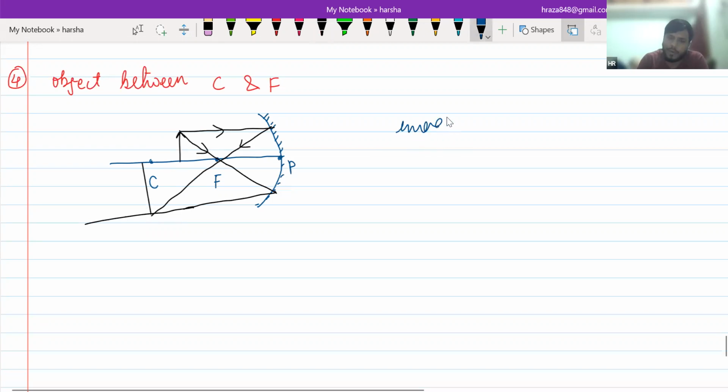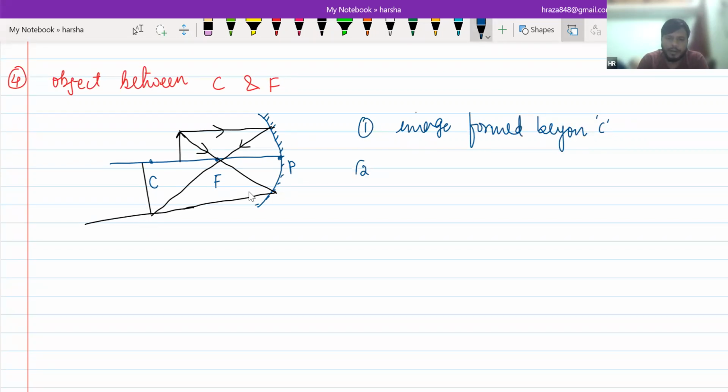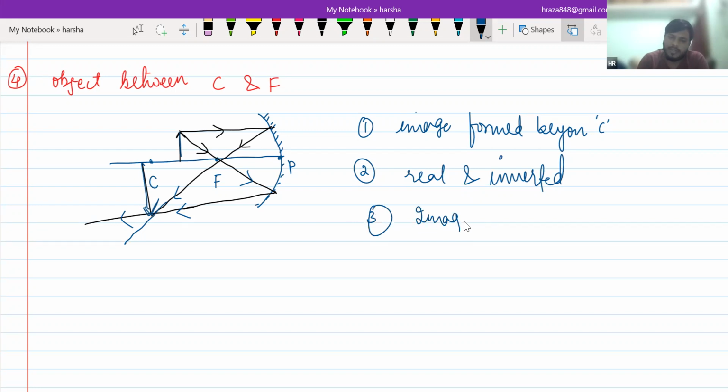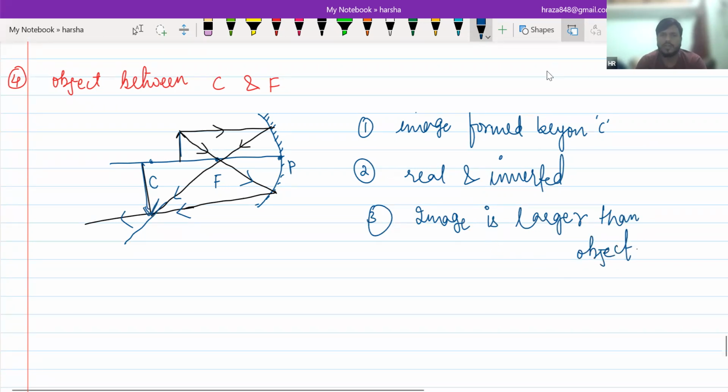So I can write: image formed beyond C. And you can see that the rays are actually cutting each other. That means real, and since it is opposite, real and inverted. And you can also see that this is the object size and this is the image size. So the image is larger than the object, or the image size is larger than the object size. So this is the fourth case.